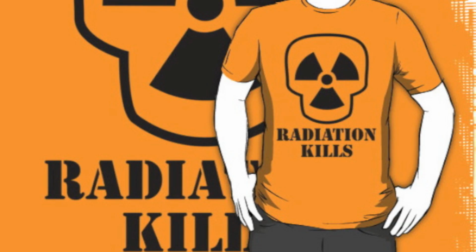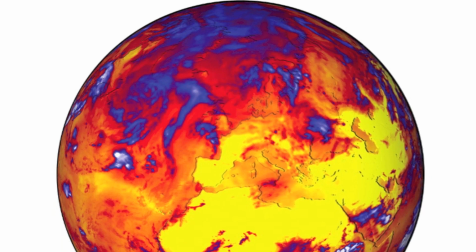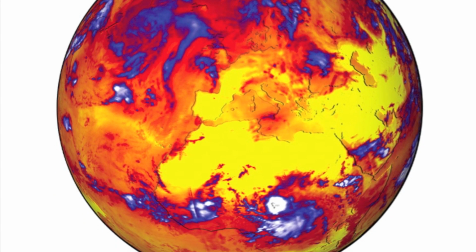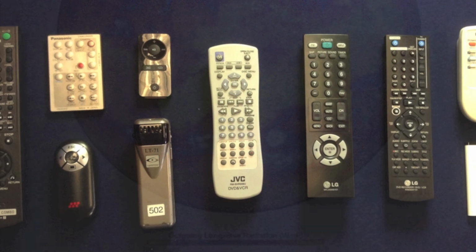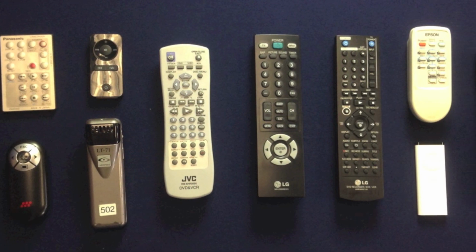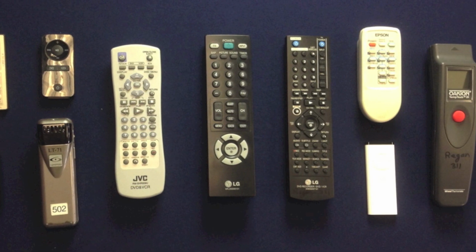Have you ever heard the expression radiation kills? But does all radiation kill? Infrared is all around us and you cannot see it with the naked eye. For example, every time you turn on the TV, you are exposed to infrared radiation.